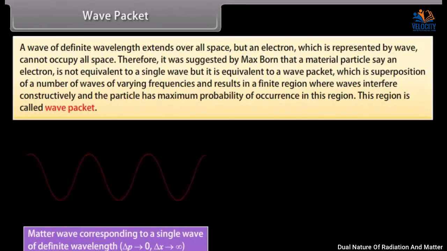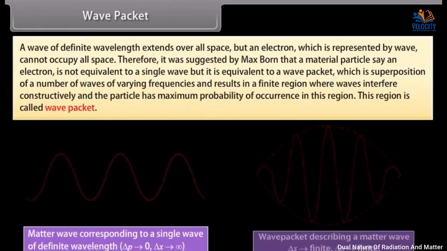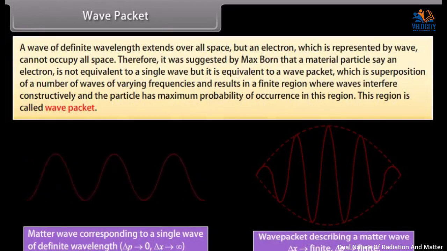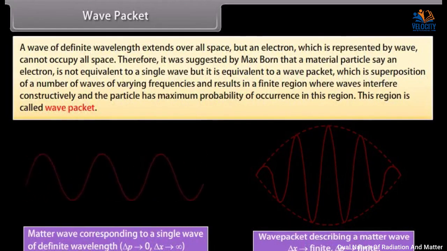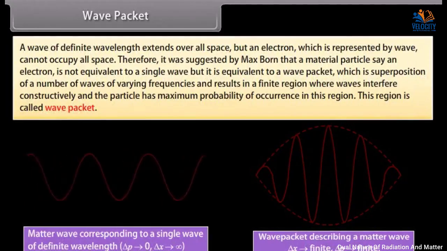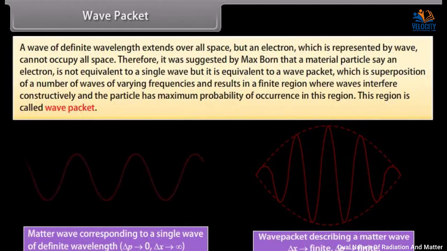Therefore, it was suggested by Max Born that a material particle, say an electron, is not equivalent to a single wave, but it is equivalent to a wave packet, which is a superposition of a number of waves of varying frequencies and results in a finite region where waves interfere constructively and the particle has maximum probability of occurrence in this region. This region is called a wave packet.